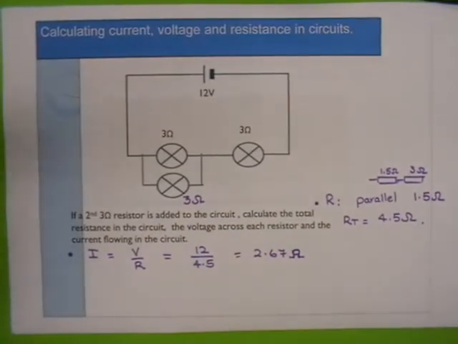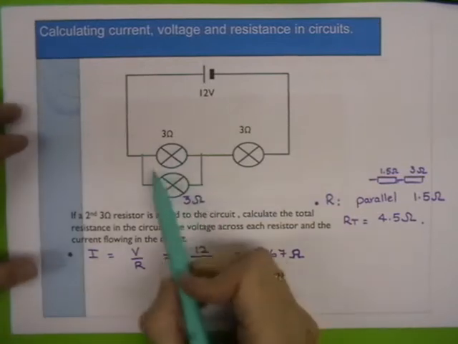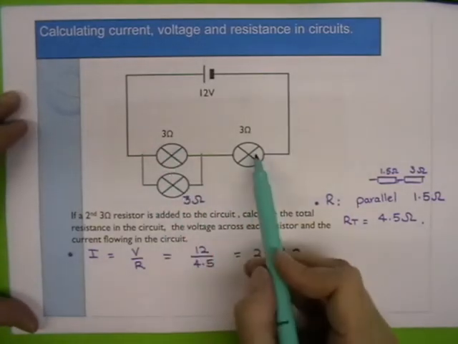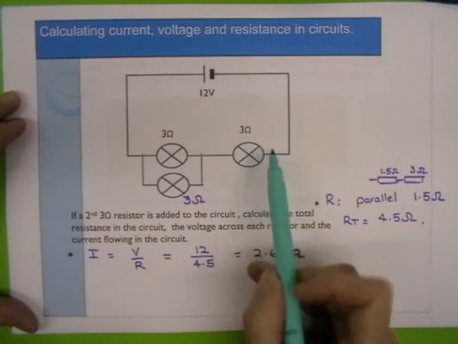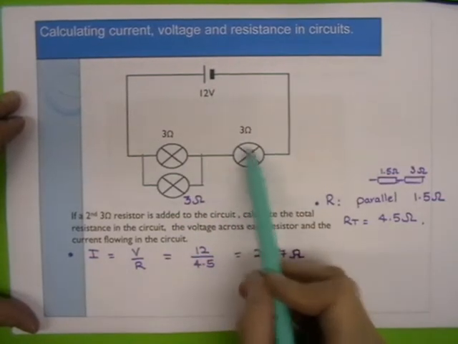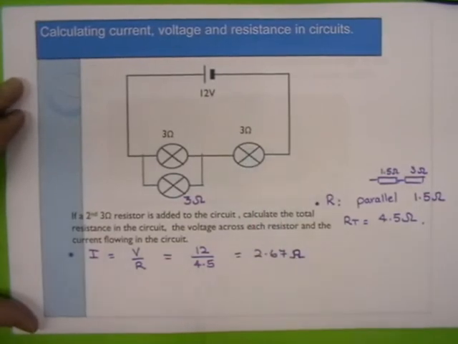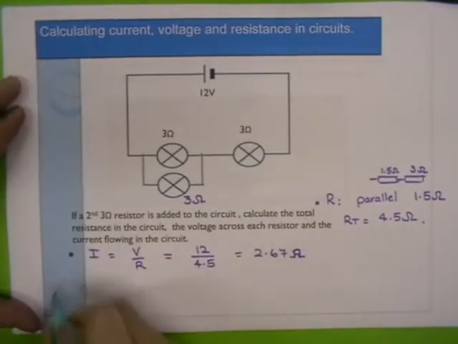And then the last part, we have to find the voltage across each resistor. Now, this isn't obvious. This part has got 1.5 ohms of resistance. This part is 3 ohms of resistance. It's going to take more voltage to push the same amount of current through here. So you have to decide what way you're going to do this. And we're going to have to use V is equal to IR. So I'm going to do the parallel bit first.